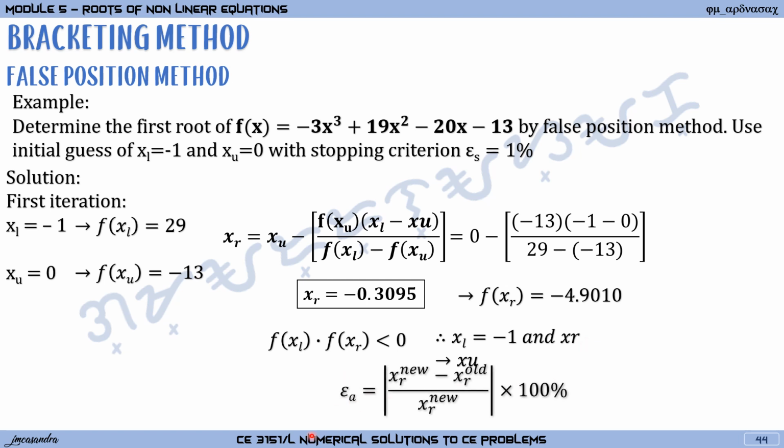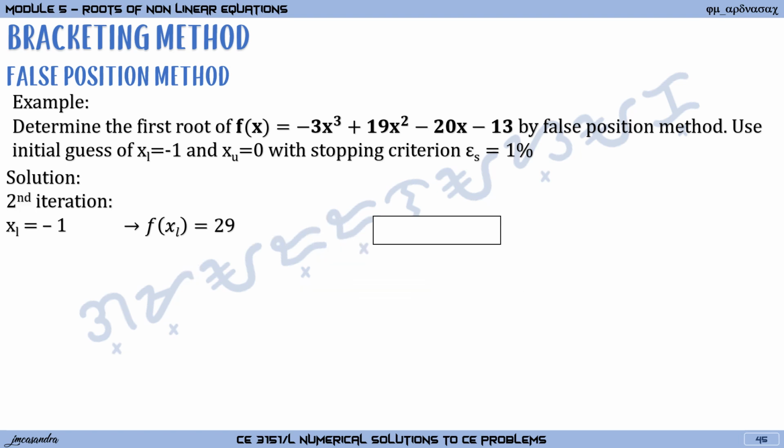And then we solve for your EA. Substitute now XR, but we do not have a previous XR, so this one will just be blank, or we leave this first. So we move now to our second iteration. Our lower limit is negative 1 with equivalent function equal to 29. Our new XU is negative 0.3095. Equivalent function is negative 4.9010.